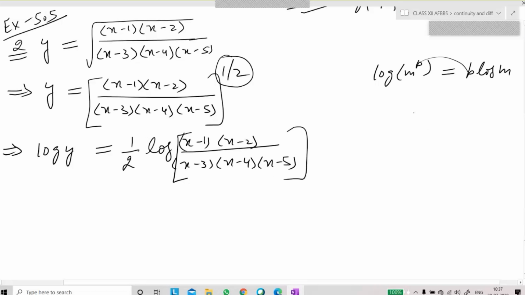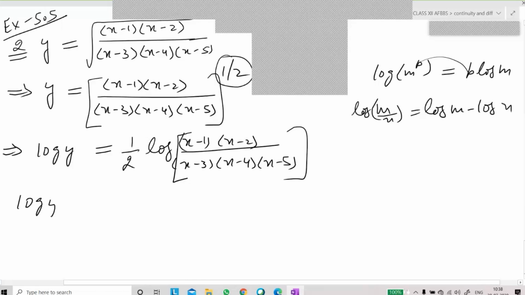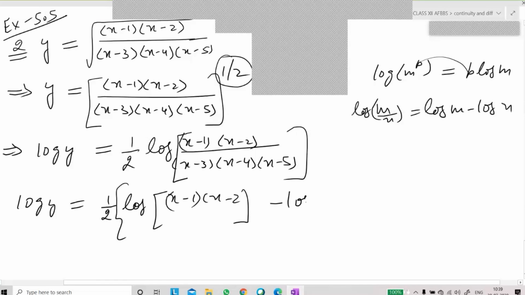Now we use the further properties of log. Log of m upon n is equal to log of m minus log of n. So for this, just a minute, it is equal to 1 by 2 log of (x minus 1)(x minus 2). 1 by 2 you can keep outside the bracket, minus log of (x minus 3)(x minus 4)(x minus 5).